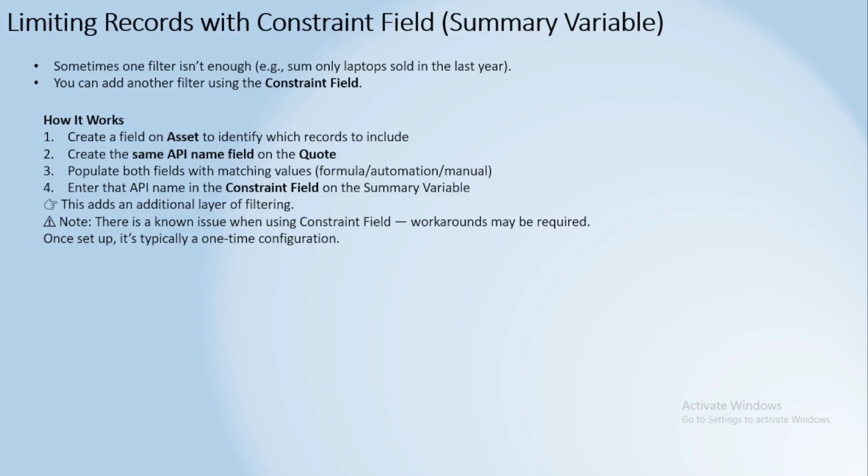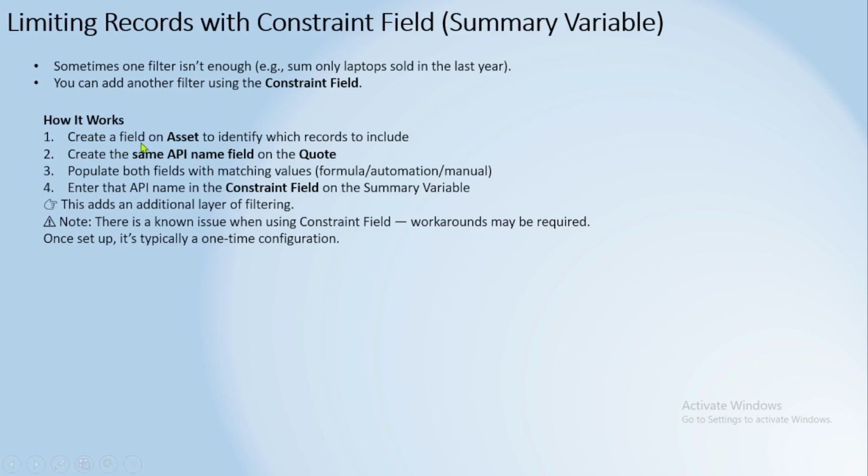Correct? And there is also one more field, the constraint field, on the summary variables. What is that constraint field? Constraint field means that you are putting the final filter. If one filter is not enough, you are putting the final filter. What is that filter? Say, only laptops sold in the last year. You get that, but you want to find out the last year. So how can you do that?